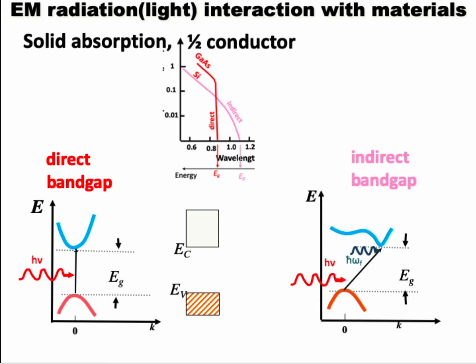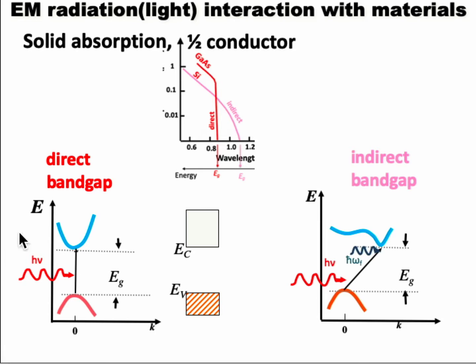So for a direct bandgap, the minimum in the conduction band occurs for the same k as where the valence band has a maximum, while in the indirect bandgap, the points are for different k values. What is k? That's right.